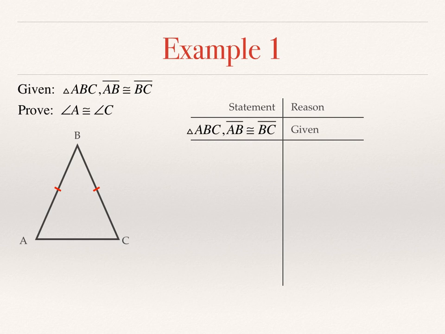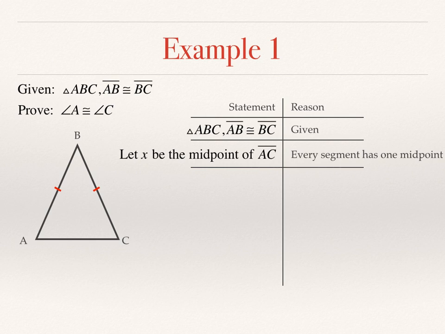Now, every side of a triangle is a line segment. So what that means is that every line segment can be cut in half, because every line segment has a measure. So we're going to take our base, which is AC, and we're going to say it has a midpoint. And we're just going to call that midpoint X.